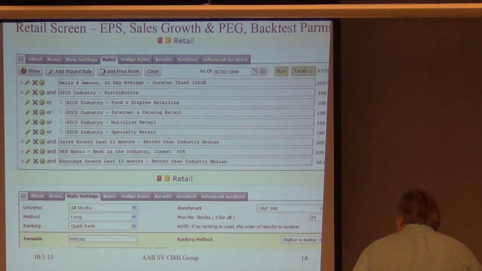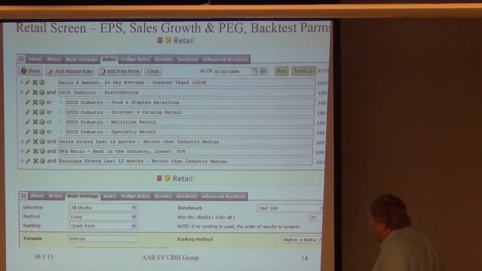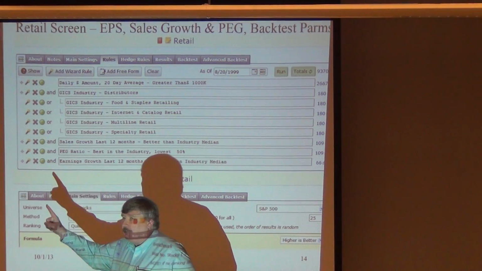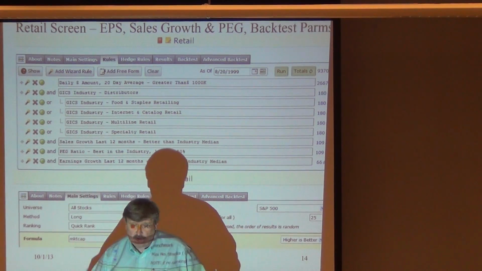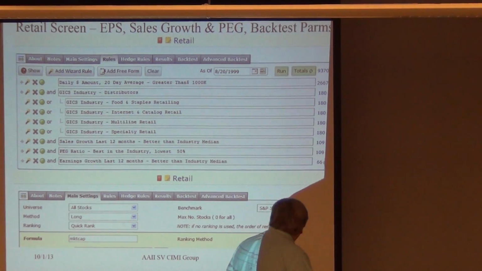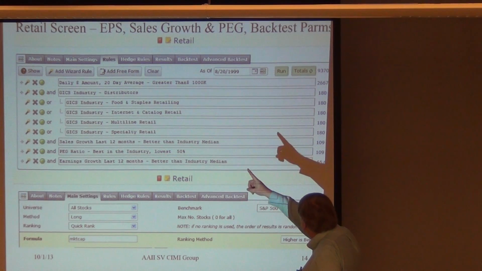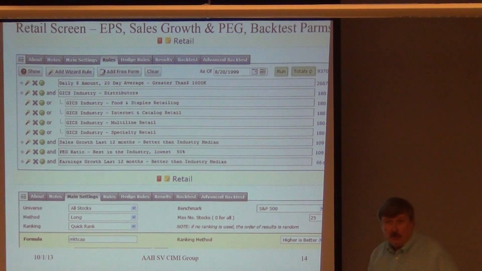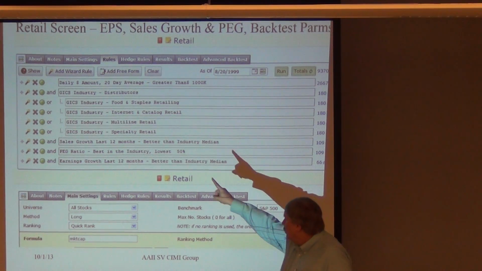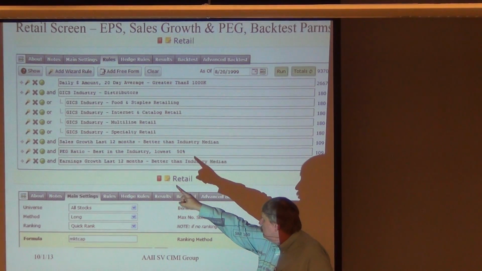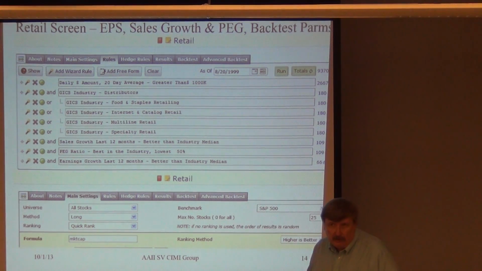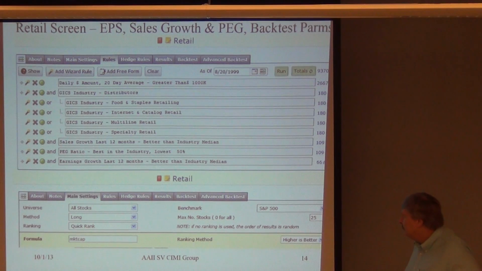The little green dot over here tells you whether the factor is on or off. All the factors are on. The numbers over here tell you, as of August 20th, 1999, how many stocks passed the screen. That's how you can read this. The next three factors are your sales growth rate, your PEG ratio, and your earnings growth rate. So that's the whole screen.